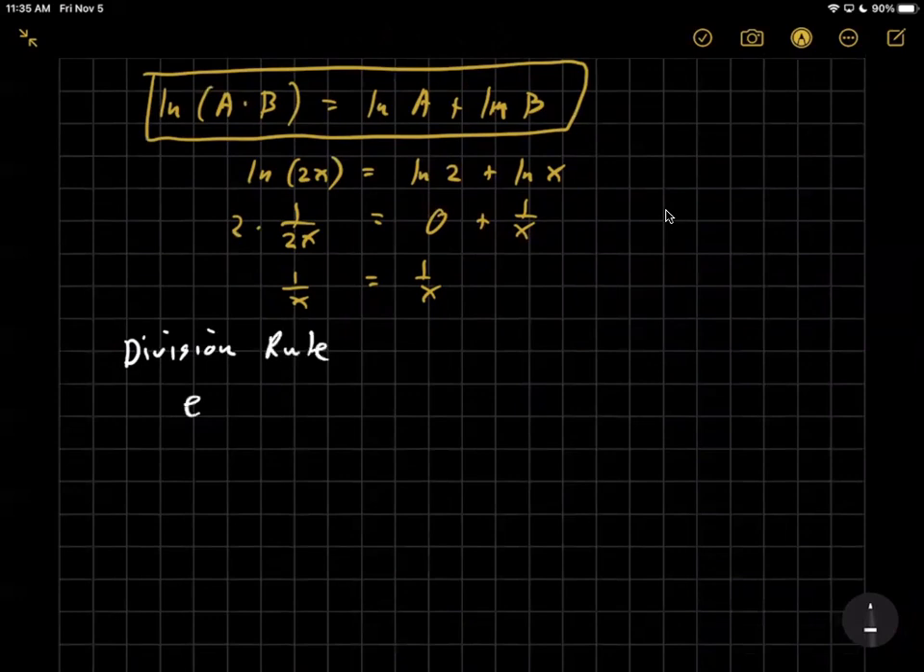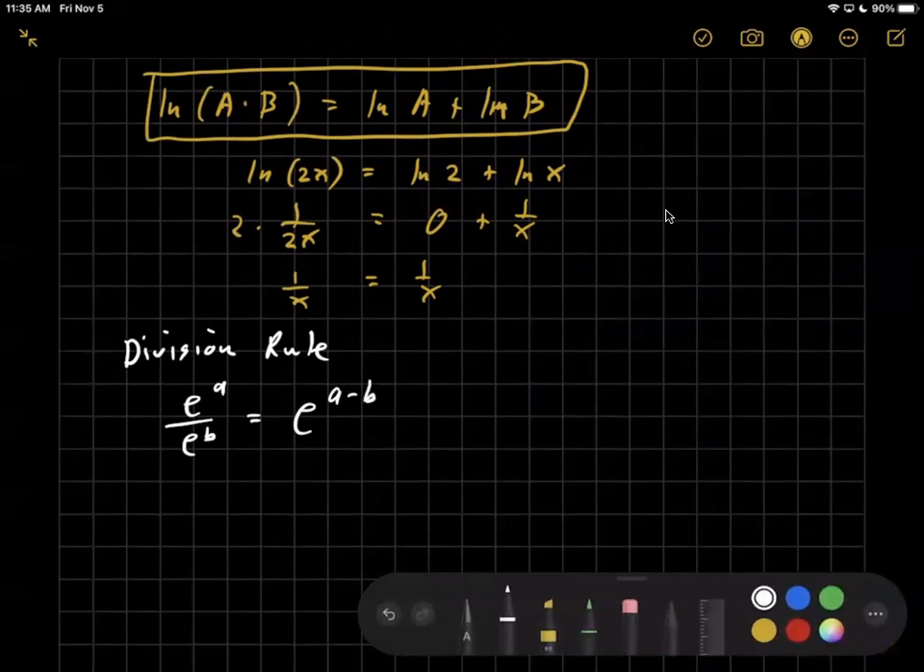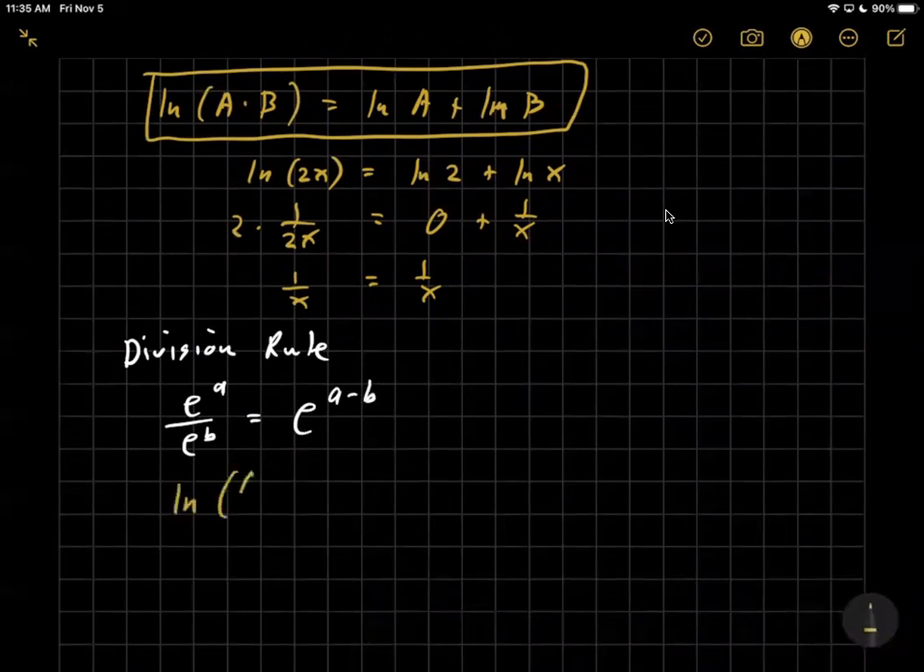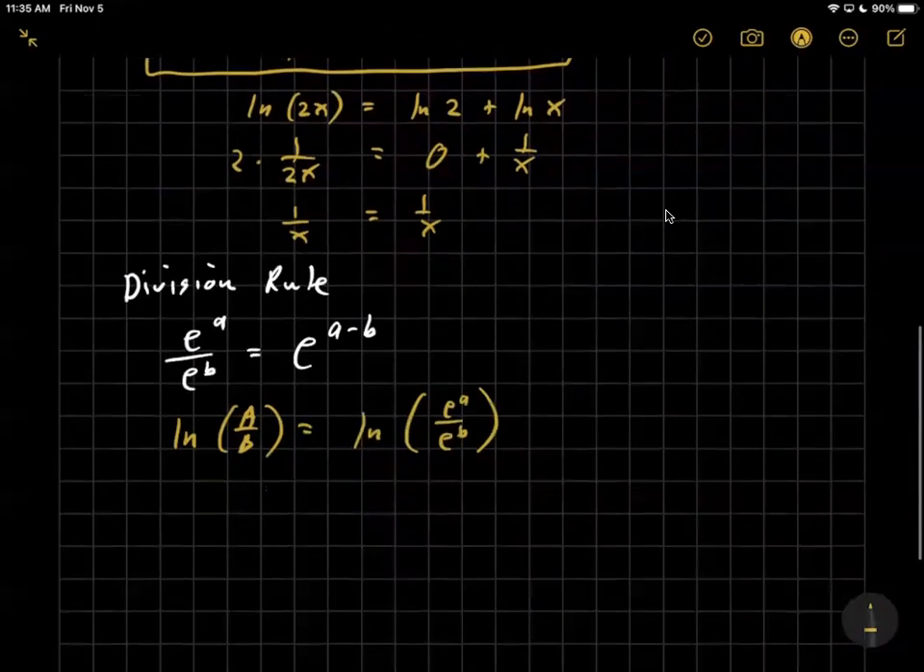If I'm working with exponents, I would look at e to the a over e to the b, and that gives us e to the a minus b. So following the same pattern as before, we can ask: what is the natural log of capital A divided by capital B? Well, that's ln of e to the a over e to the b, which is the natural log of e to the a minus b, which is just a minus b.